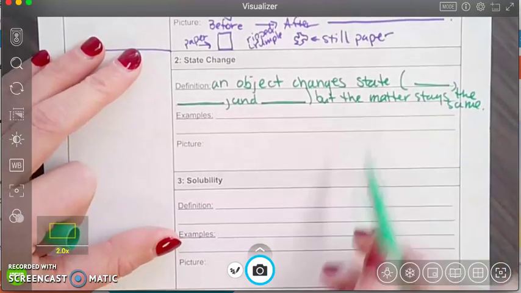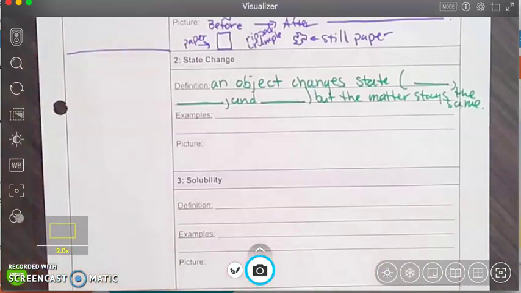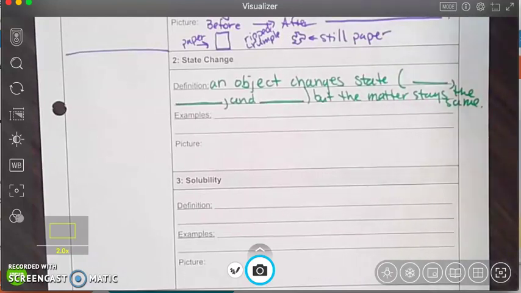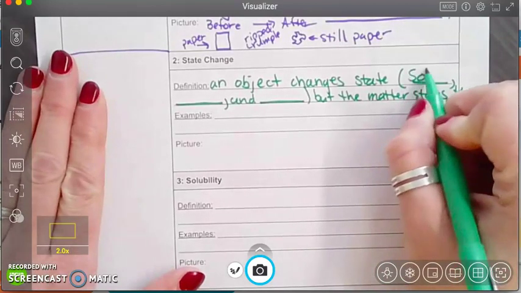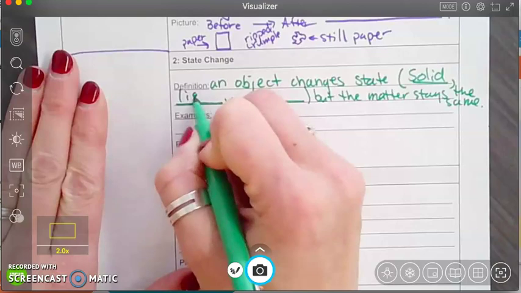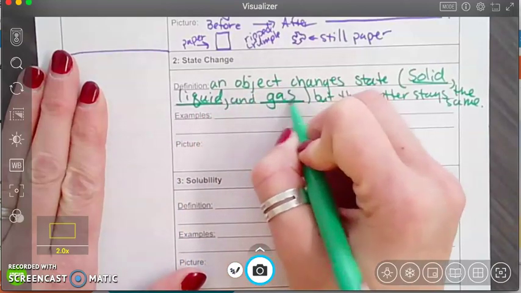I would like you to pause and fill in our blanks. What are our 3 states of matter? Let's press play when you have done that. Okay, so we have our 3 states. I'm hoping that you wrote solid, liquid, and gas.